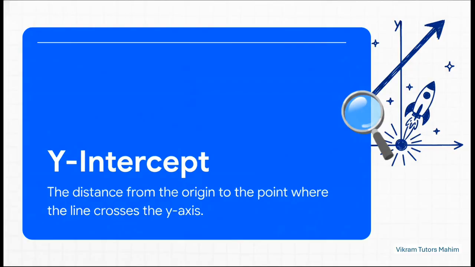And the y-intercept? Oh, that's even more straightforward. It's just the launch point. It's the exact spot where our line crosses that vertical y-axis. And if you think about it, that's always going to be the point where x is equal to 0.